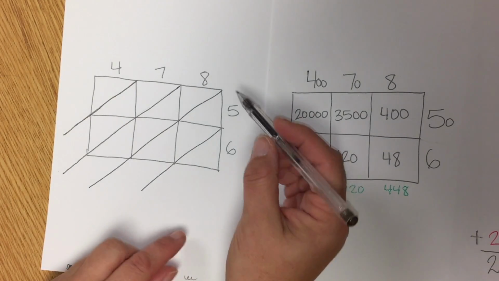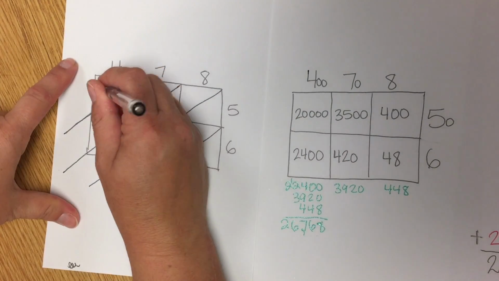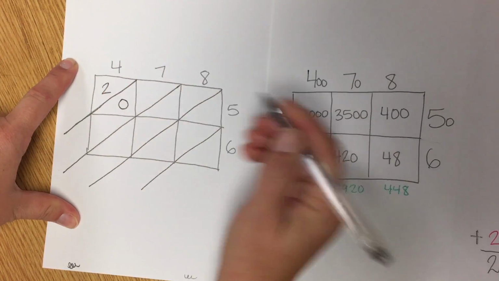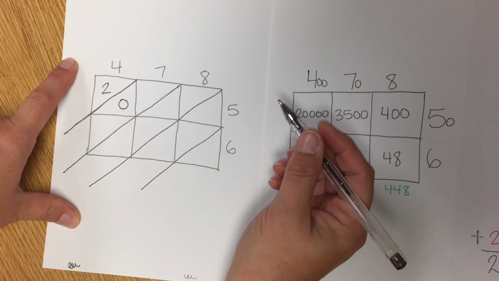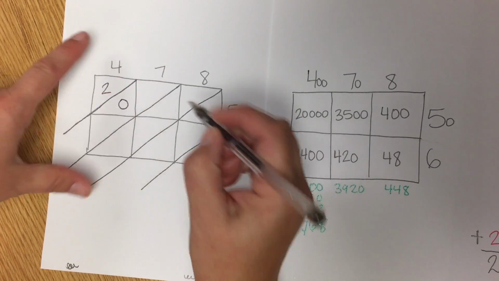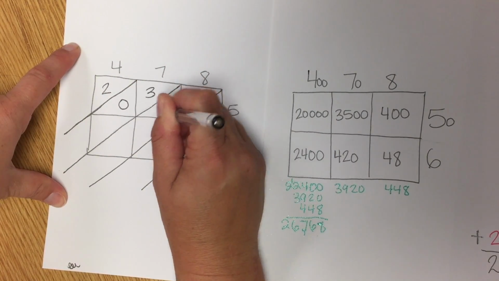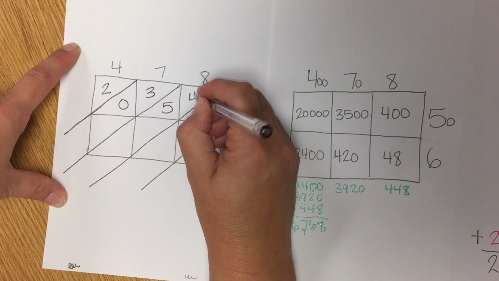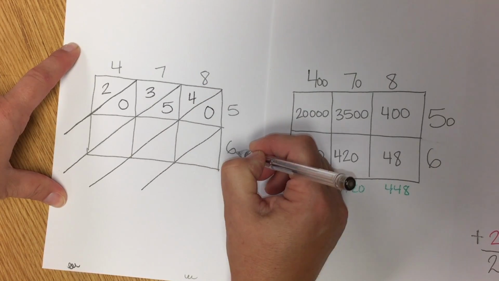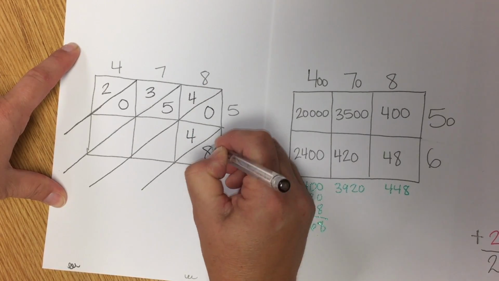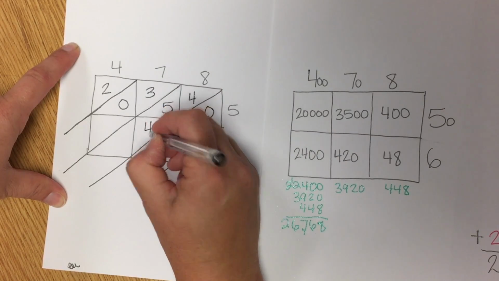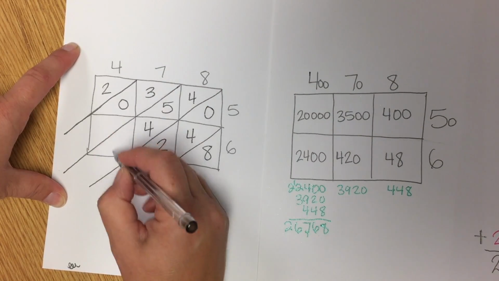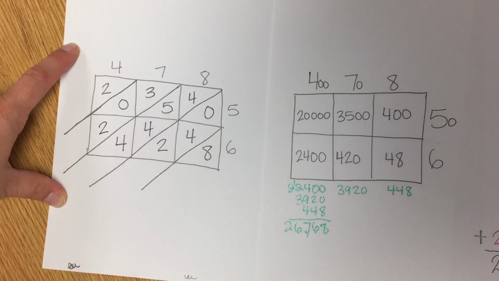All right, and then we set it up similar. We just start multiplying. So 4 times 5 is 20. So you're going to put 1 digit on either side of the diagonal. 5 times 7 is 35. 8 times 5 is 40. 8 times 6 is 48. 7 times 6 is 42. And 4 times 6 is 24.